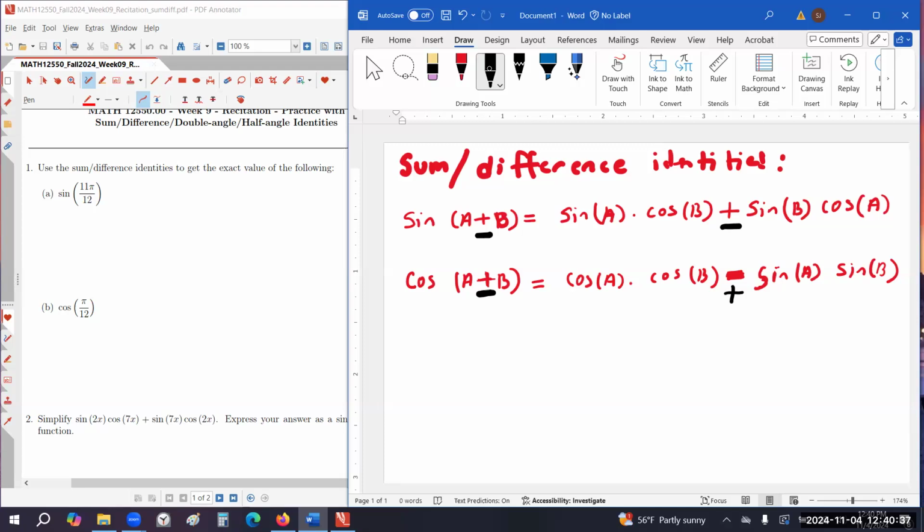So sine and cosine double angles are this. Tangent, I don't remember, so I'm going to skip tangent double angle. Plus, we don't use tangent double angle much.